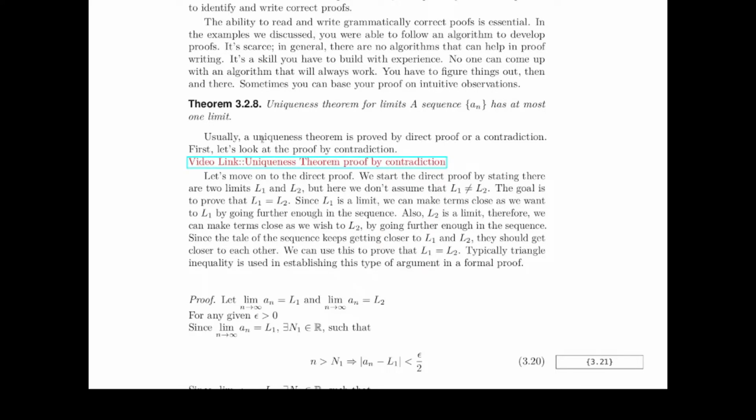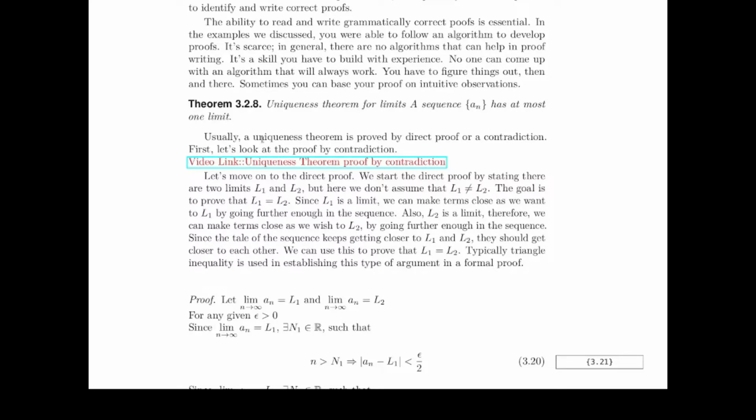As we go along the sequence, later terms of the sequence keep getting closer to L1, because L1 is a limit, but they are also getting closer to L2. So that means L1 and L2 should become closer, because we can make the terms as close as we wish to both of them. They should lie very close, so we should be able to get L1 and L2 as close as we wish.